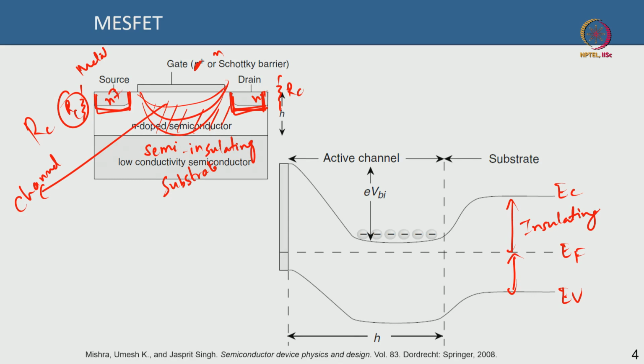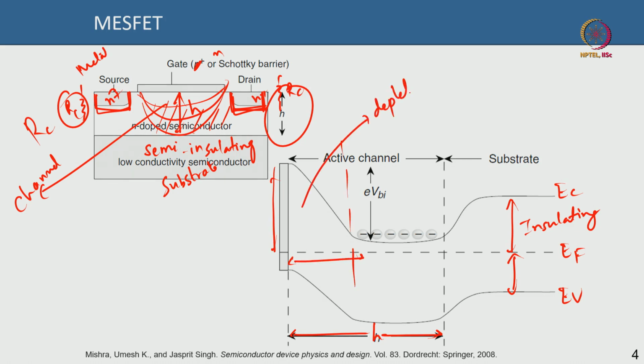Now, this H you see here, this entire channel is of thickness H. Different books use different terms, and we will use that also. So this is H, and you can see that at a given bias, or maybe at zero bias, some part of this is depleted. This is your depleted part, which is depleted of carriers, and this is where the active channel lies, the part that is not depleted.